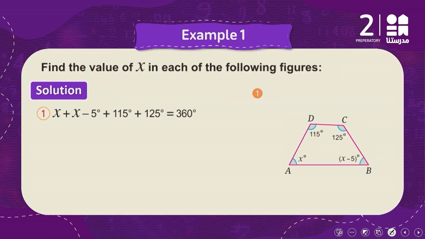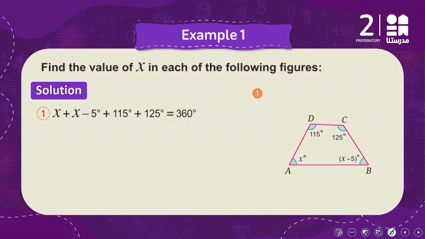Now we have x plus x minus 5 plus 125, also plus 115. If you combine these together, x plus x, it's 2x. And then let's add all of these values. Take care, this is minus 5 or negative 5. Now we have 2x plus 235 equal to 360.